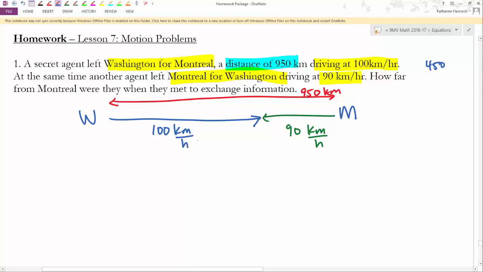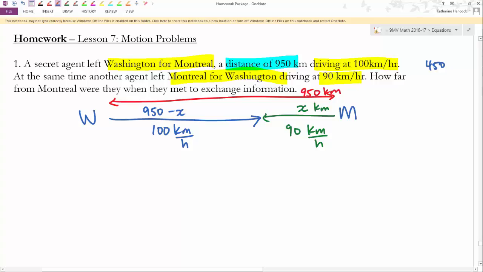And how far from Montreal? So that's going to be a distance question. If I look at the distance, that'll be a total of x kilometers away. And then the Washington spy would have been 950 minus x kilometers away for the distance.